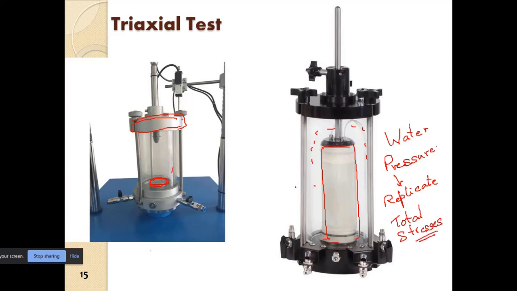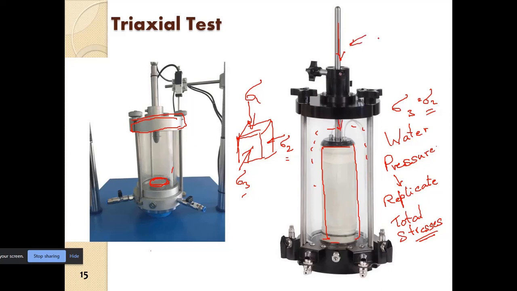Now in this case, the loading is basically axisymmetric. So if we consider the element, we have sigma 2, sigma 3 and sigma 1. Here what we can do is sigma 3 is equal to sigma 2, so that is one limitation. And we can apply sigma 1 through the loading ram. So this is the loading ram.